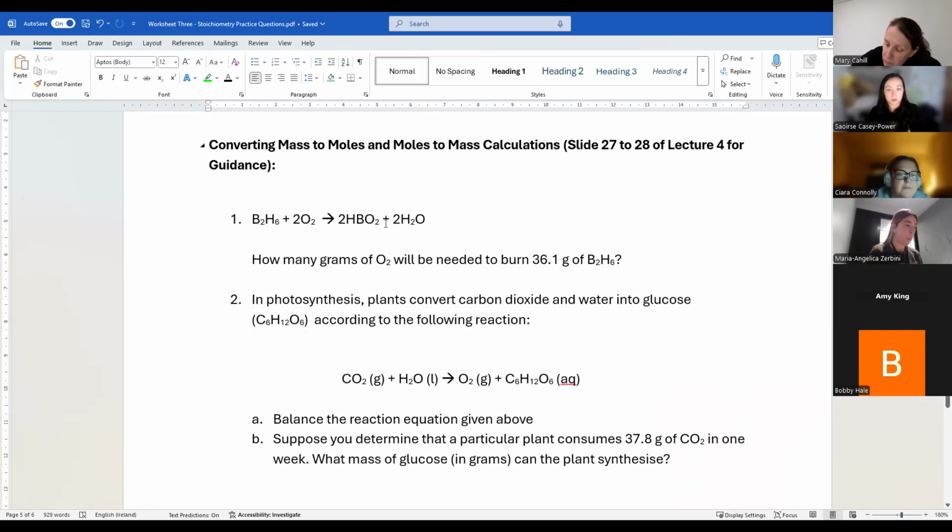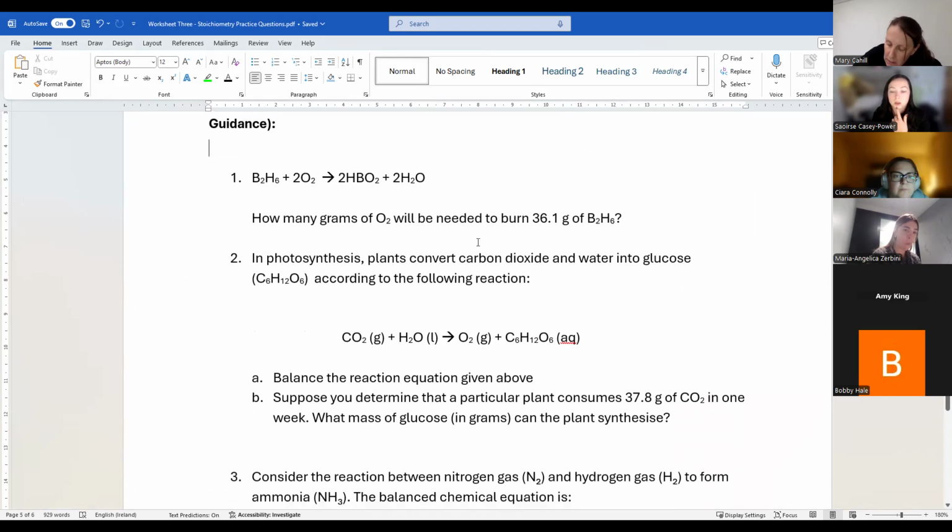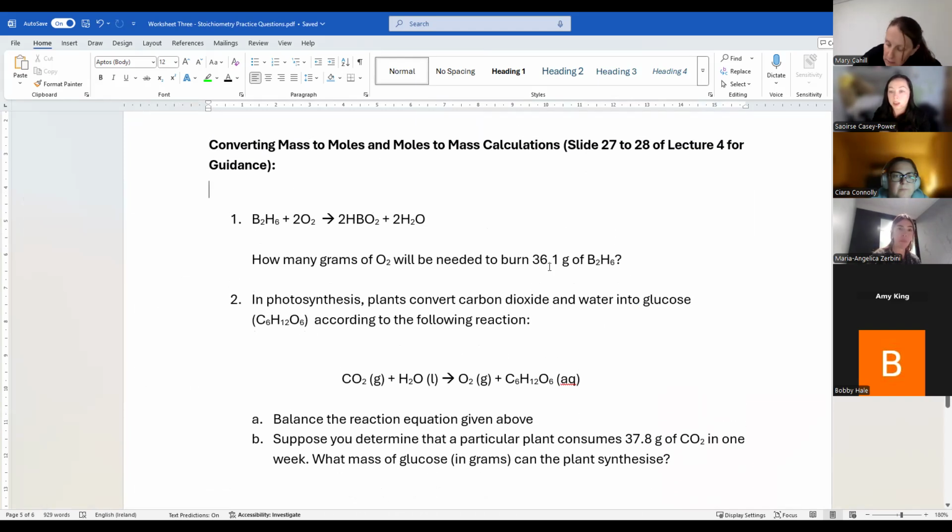Okay, so moving on to this then. We're given this equation, okay? B2H6 plus 2 molecules of oxygen is equal to 2 HBO2 and then 2 moles of water. This asks how many grams of oxygen will be needed to burn 36.1 grams of B2H6.